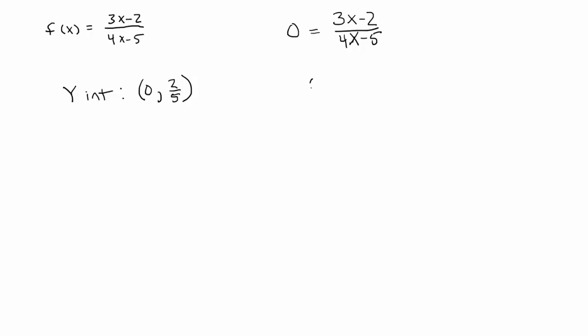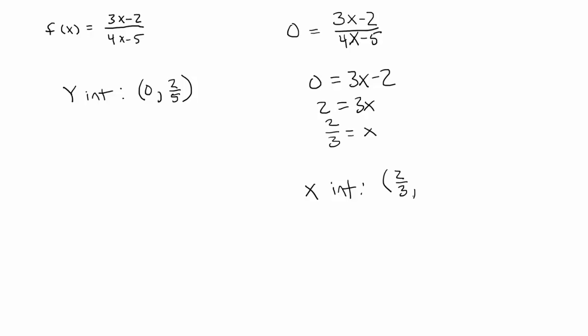So here I'm going to say 0 is equal to 3x minus 2. Add 2 to both sides. So x is equal to 2/3. And now I'm going to double check the denominator and make sure this doesn't make it 0. So 4 times 2/3 is 8/3. 8/3 minus 5 is not equal to 0. So our x-intercept is (2/3, 0).